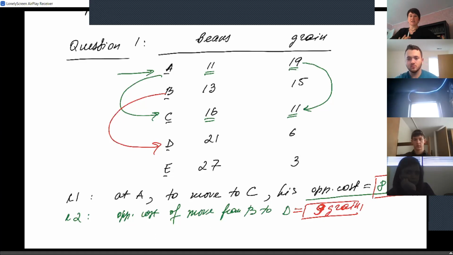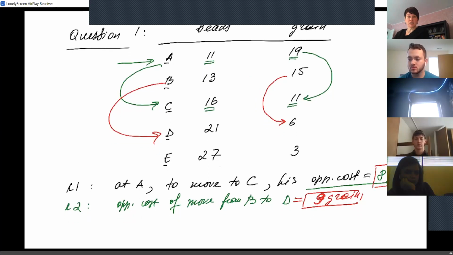Why? Let's say you're going to buy a loaf of bread. You went inside the store, you paid $3, you're in the car driving back home. You're not thinking, I just lost minus $3. You're thinking, I just paid $3. What you have in mind is the value of what cost you, $3. The same here. The opportunity cost of moving from A to C is 8 units of grain, not minus 8. The opportunity cost of moving from B to D is 9 units of grain, not minus 9. Let's do one more.